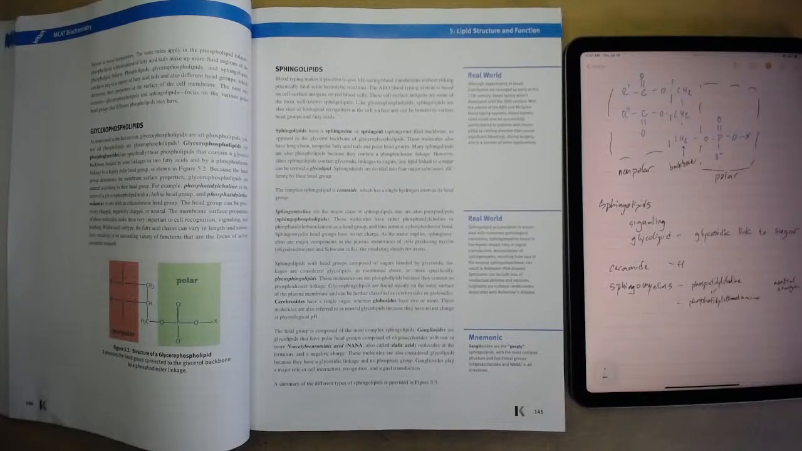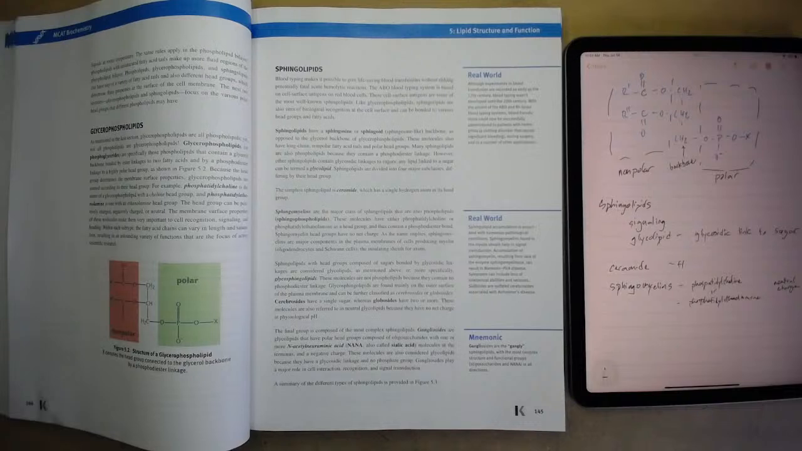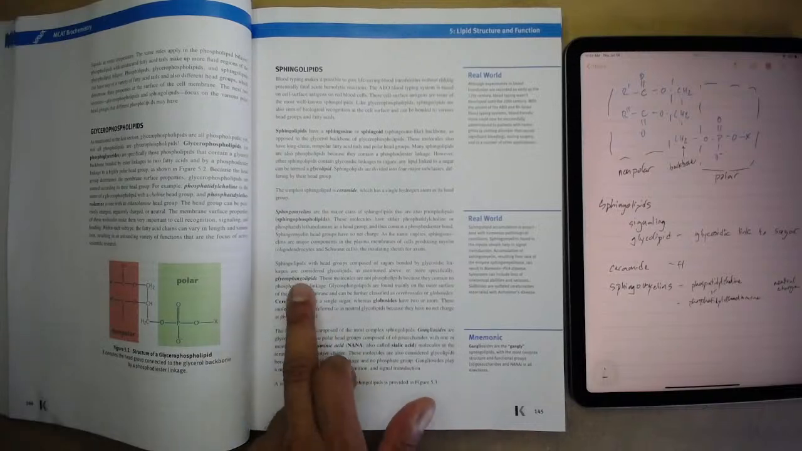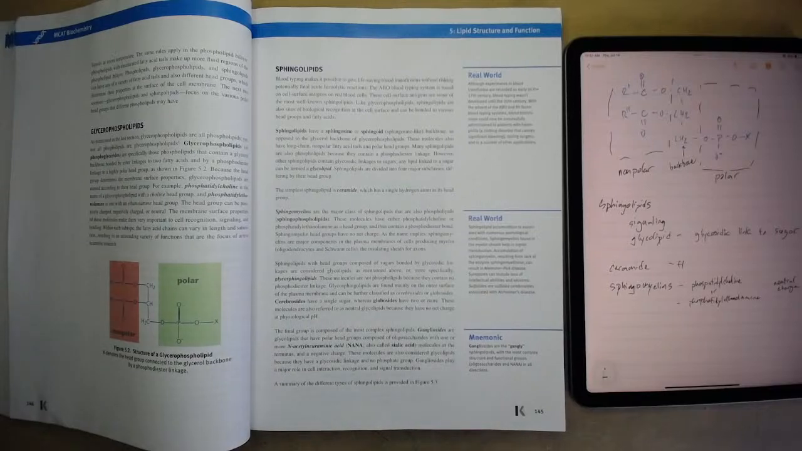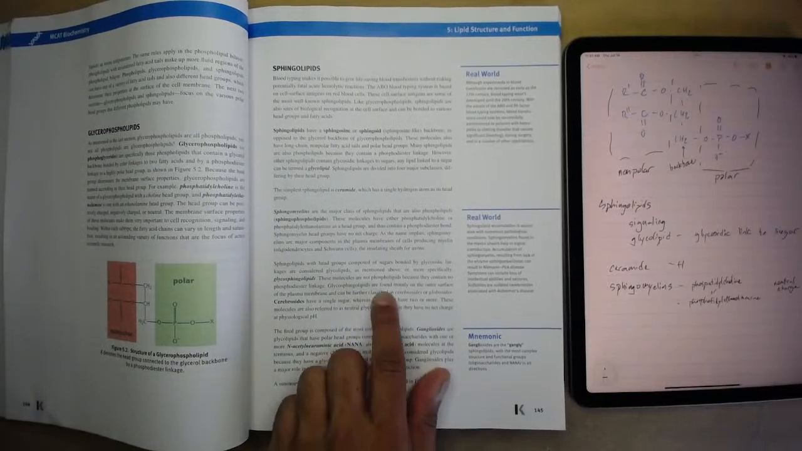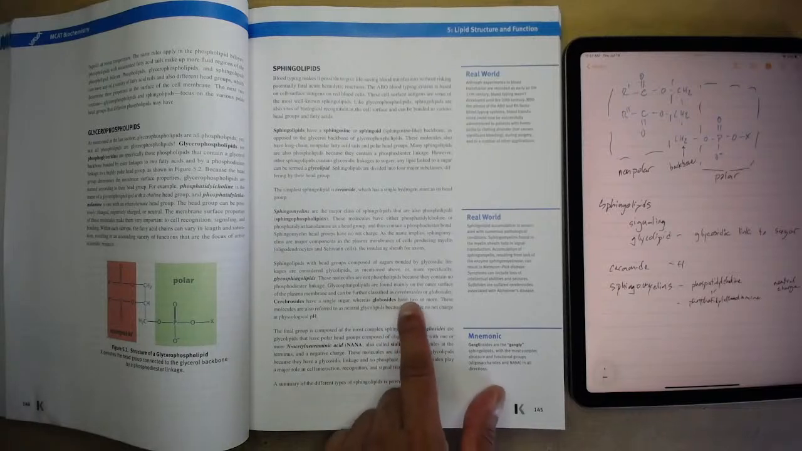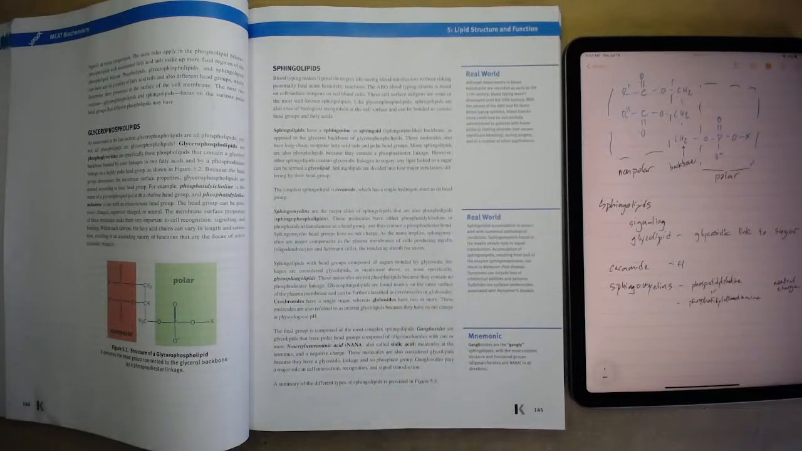Sphingolipids with head groups composed of sugars bonded by glycosidic linkages are called glycolipids, as mentioned above, or more specifically, glycosphingolipids. These molecules are not phospholipids because they contain no phosphodiester linkage. Glycosphingolipids are mainly found on the outer surface of the plasma membrane and can be further classified as cerebrosides or globosides. Cerebrosides have a single sugar, whereas globosides have two or more. These molecules are also referred to as neutral glycolipids because they have no net charge at physiological pH.